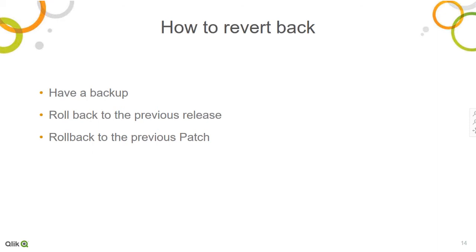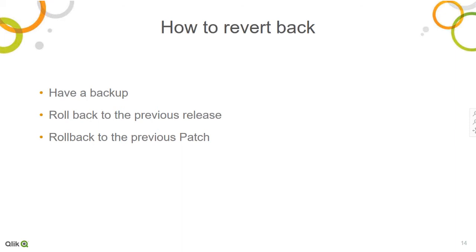If a patch was previously installed, you will need to reinstall it, of course. So let's say that you are going from Qlik September 2017 patch 1 to Qlik September 2017 patch 2. If you want to roll back to patch 1, you will need to uninstall patch 2 and reinstall patch 1, because this one will have been installed by the patch 2 installation, basically.